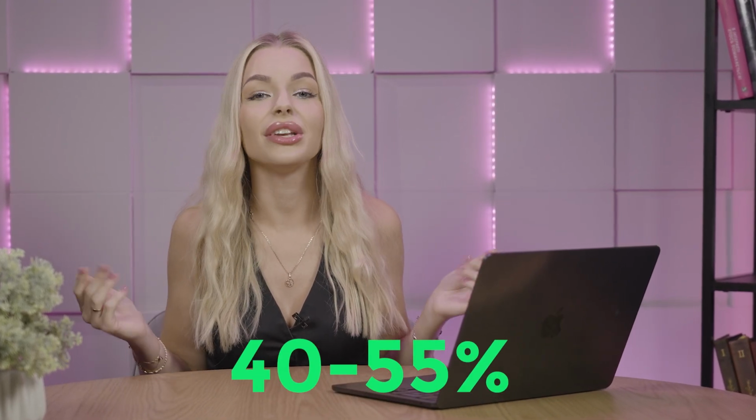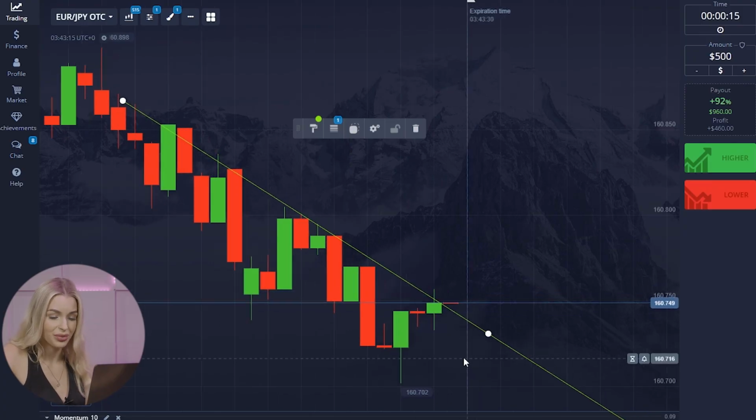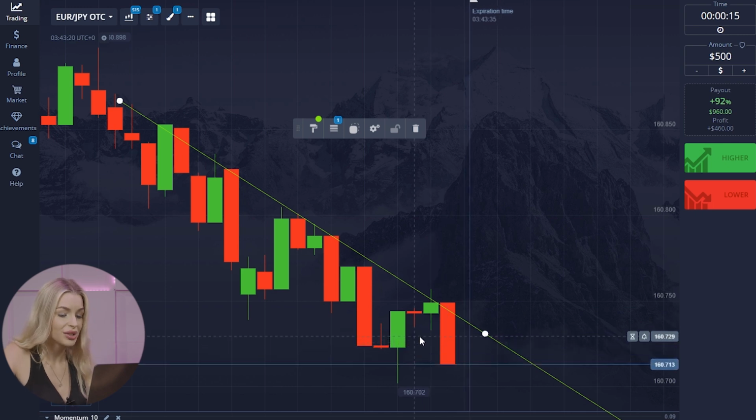The chance of success here is between 40 and 55%, and it is true. We can see that this pattern had no impact on the chart. No arc appeared, so the price just continued to move down.